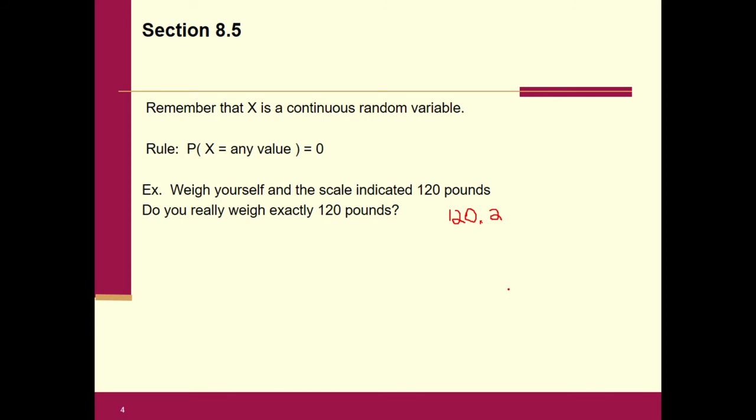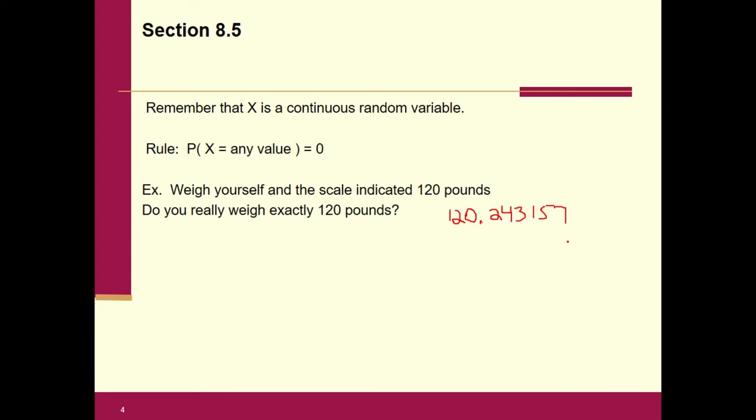Did it weigh exactly 120.2 pounds? Well, if you had a scale that was precise enough, maybe it said 120.24. I've got to keep on asking the same question. Do you think that thing weighed exactly 120.24? Let's say we had a scale that took it out to this many decimal places, 120.243157. Do you weigh exactly that? The answer is no, because we can always take it out another decimal place. Thus, we call it continuous. It can take on any value. So the probability that x is equal to any value is zero.